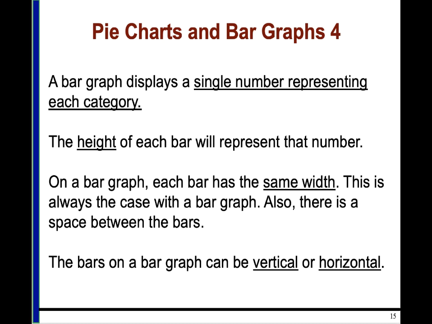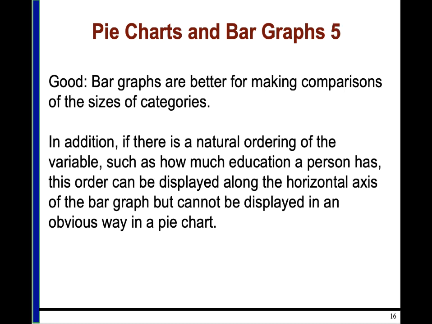What's good about a bar graph is that they are better for making comparisons of the sizes of categories. Also, if there's a natural ordering of the variable, such as how much education a person has, this can be displayed on that horizontal axis, or the vertical if you're showing these the other way. And you cannot display that easily in a pie chart.